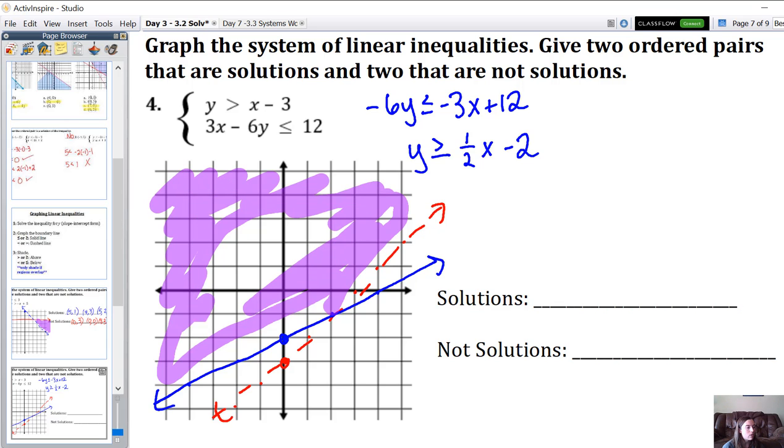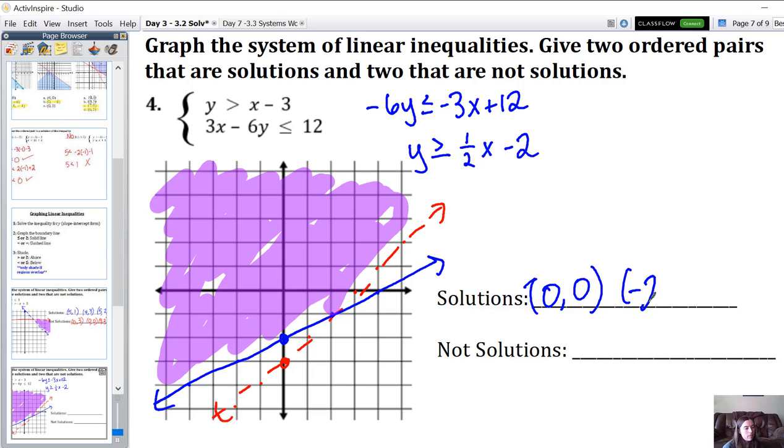So any solution that we pick has to be in this shaded region, or along the blue line, since it's solid, that is touching that shaded region. So some examples of solutions might be 0, 0, or negative 2, negative 3. Some examples that are not solutions might be 3, 0, since it's on a dotted line, or 3, negative 2. It's not even in the shaded region at all.